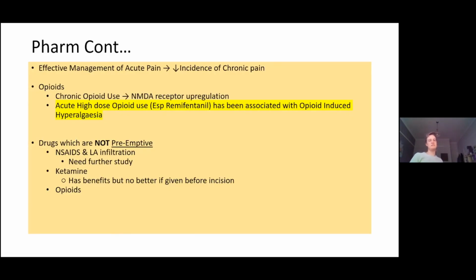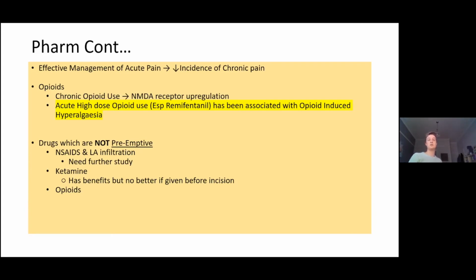And just some other points, if you've got some extra time at the end, you could drop out that effective management of acute pain tends to decrease the incidence of chronic pain by whatever analgesic mechanism you choose. And I certainly think that you get some bonus points if you mention that acute high-dose opioid use can actually be deleterious. The most clear example being remifentanil-induced hyperalgesia, which I think is related to its carboxylic acid metabolite or something, which you might come across in some of your pharmacology study.